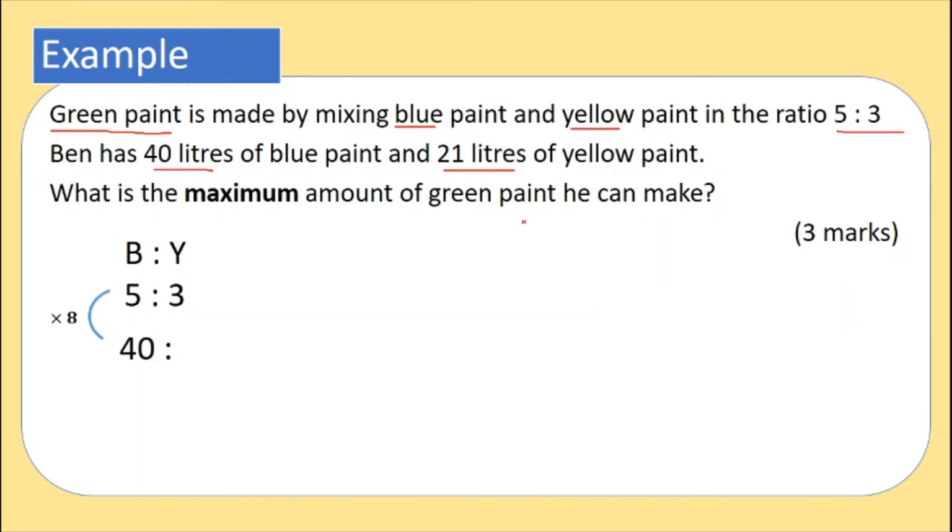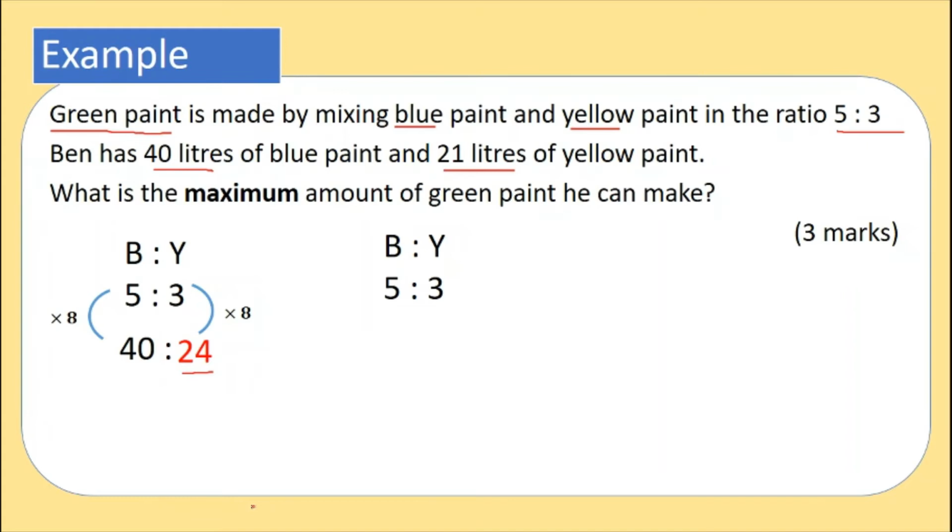To get from 5 to 40, I'm timesing by 8. And because this is ratio, I have to times the other side by 8. So 3 times 8 gives us 24. Now, unfortunately, I only have 21 litres. I can't do this because I don't have the ability to get 24 litres, and my green won't be quite the green I am looking for.